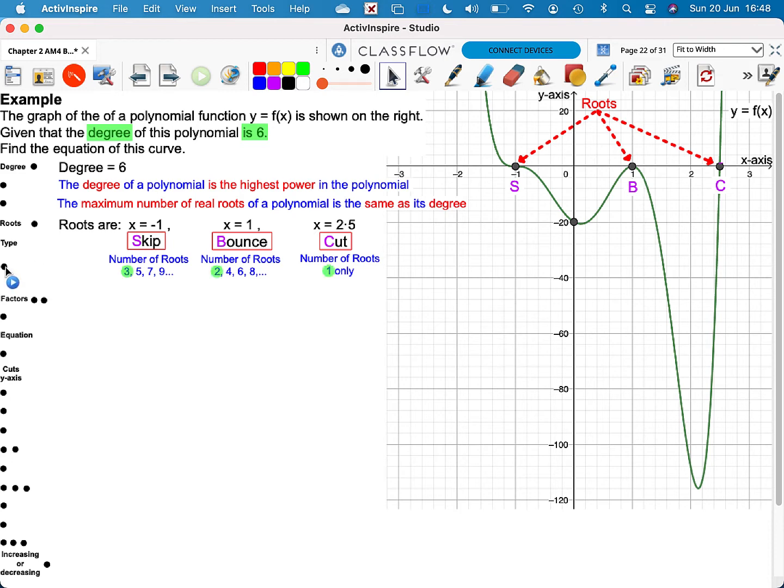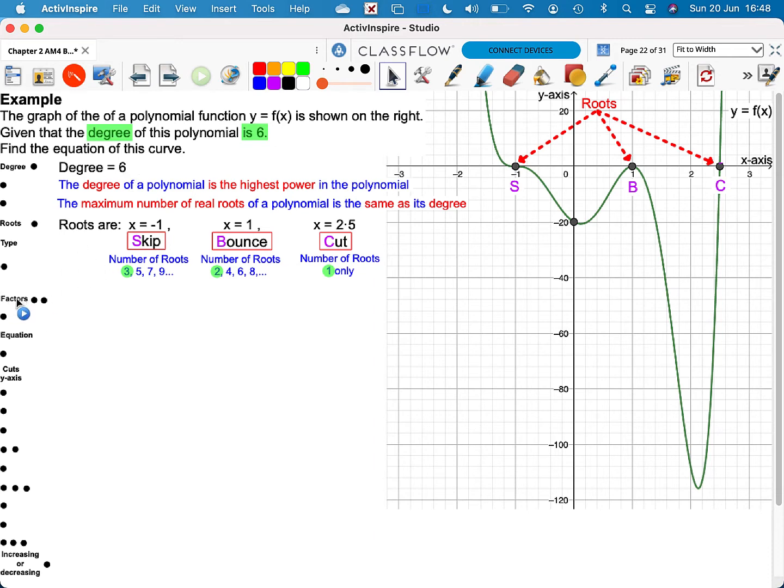Now, in this case, we know that the maximum number of roots is 6. So the first thing we do is we just highlight the lowest number possible. And it just so happens that 3 plus 2 plus 1 gives us the 6. So we know that the skip is a 3, not a 5. If it was a 5, 5 plus 2 plus 1 is 8, which exceeds the maximum number of roots that we can have. So always watch out for that. Make sure you choose a number here that doesn't go higher than the degree number.